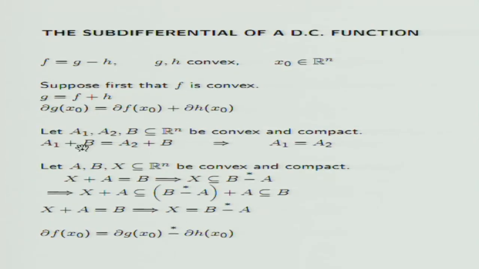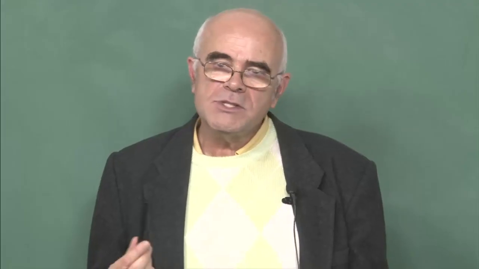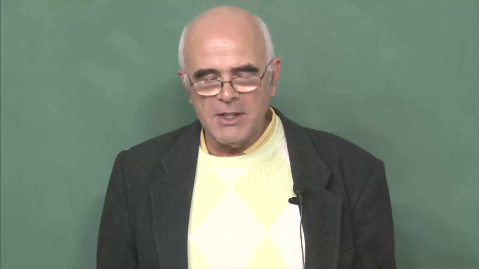Now we are in a position to study the subdifferential of a DC function. But first let us make a conjecture and see if it works: what the expression for the subdifferential of a DC function should be. To get some inspiration, let us consider first the easy case when the difference of the two convex functions turns out to be convex. We will find a formula for the difference in that case, and then we will see if this formula extends to the general case.